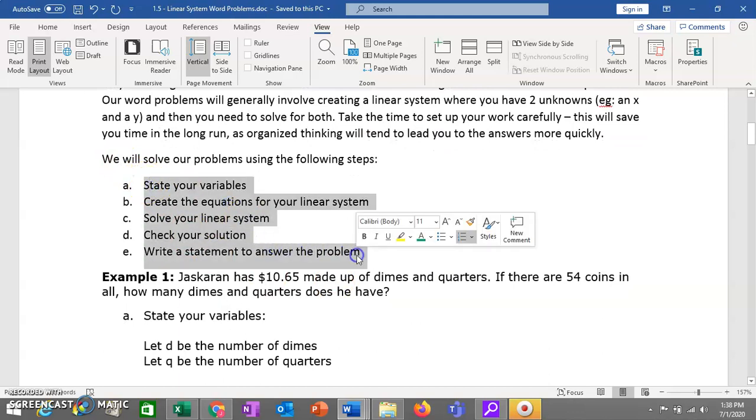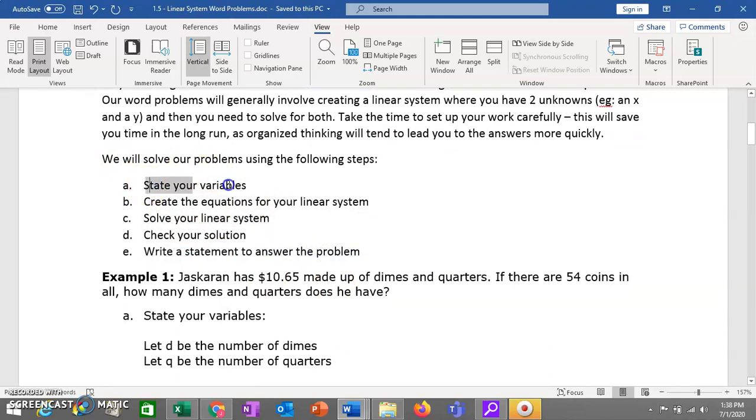So whenever you have one of these problems, you're going to have to state your variables. If you remember going back to the first lesson in Unit 1, you have to say what L is, what W is. So don't just start using L and W for length and width of a rectangle. Say let L be the length of the rectangle in meters or something like that. You're then going to create equations for your linear system based on the information from the problem. Solve your linear system, check your solution, and then write a statement to answer the problem.